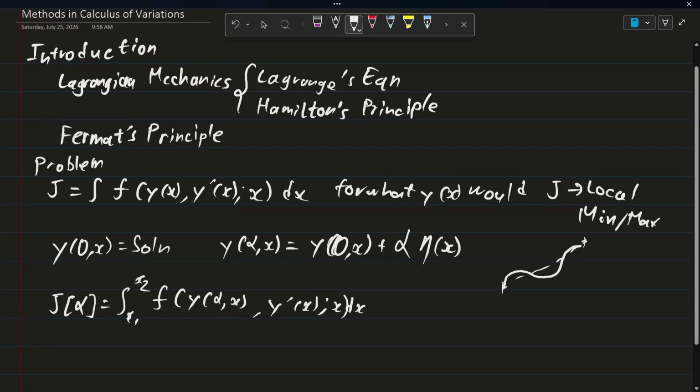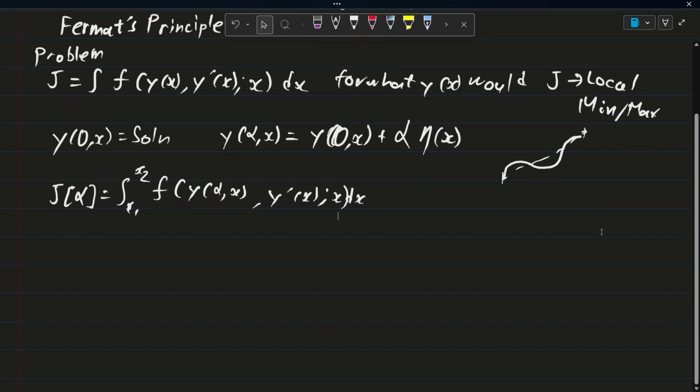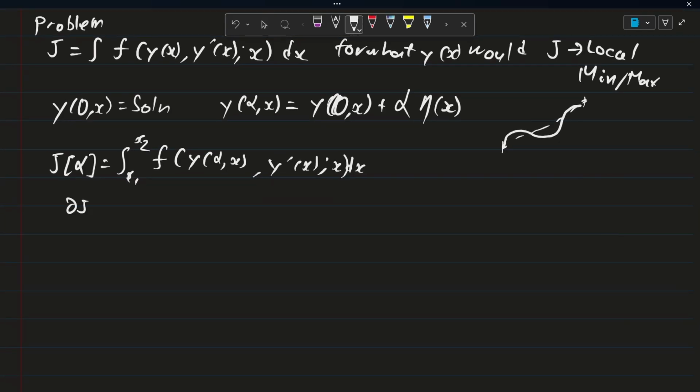Because J here is a function of alpha, we could say that partial J over partial alpha is 0 when alpha is 0, because when alpha is 0, this is the exact solution. Trying to solve problems by only using this idea is not ideal because you need to do guesswork. So instead, we can try to develop a formulation such that we can figure out the solution of the problem. So we'll be introducing Euler's equation.